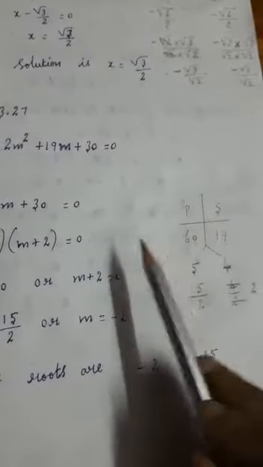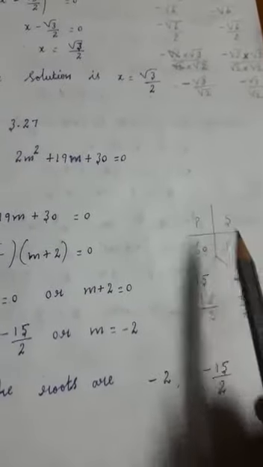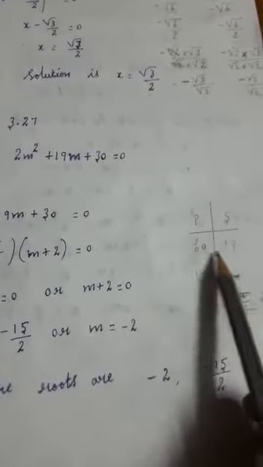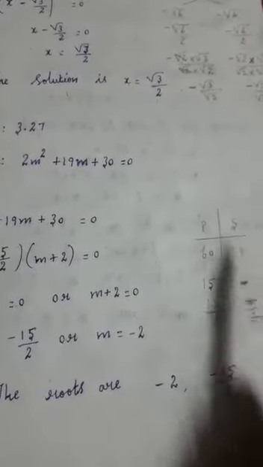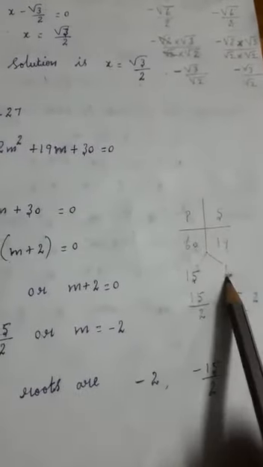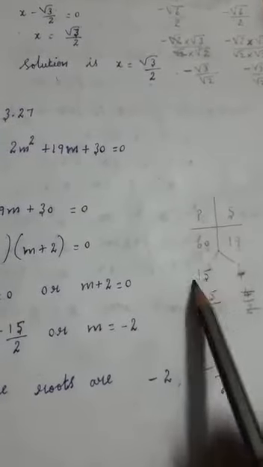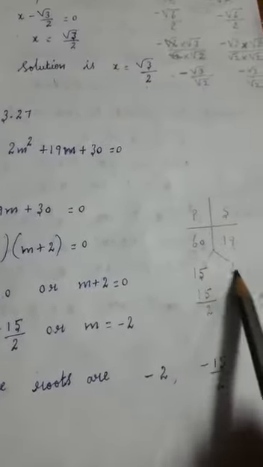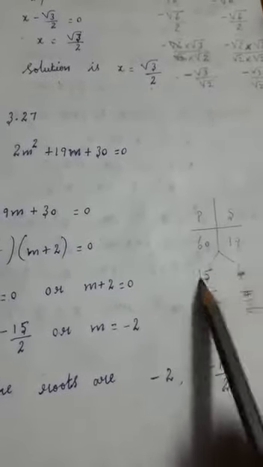The next one, 10 and 6, you can consider. 10 and 6 while multiplying give 60, but 10 and 6 while adding do not give 19. So those two numbers are not possible, but these two numbers are possible: 15 and 4. Now see, 15 and 4 while multiplying give 60, and 15 and 4 while adding give 19. So these two numbers are possible.